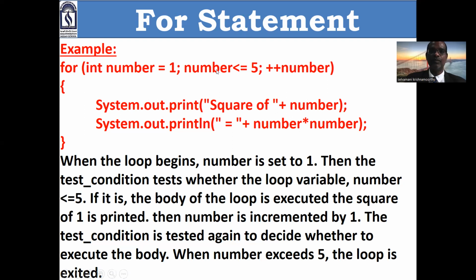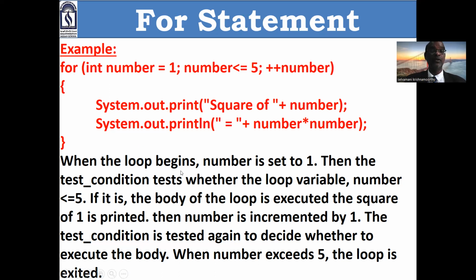After that, once again the test condition will be evaluated. If the condition still gives true, then in the second iteration this block of code will be executed. Again increment, condition, statement; increment, condition, statement. This process continues as long as the condition gives true. When the condition becomes false, the loop stops. That is what I explained.